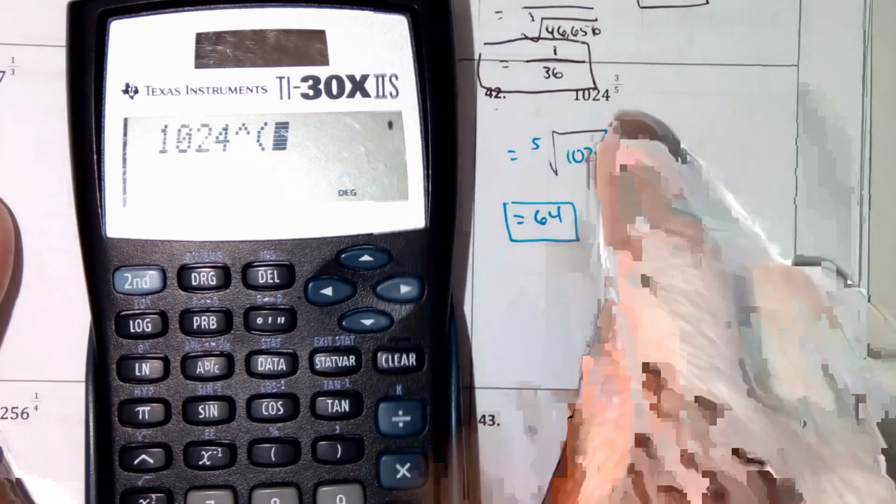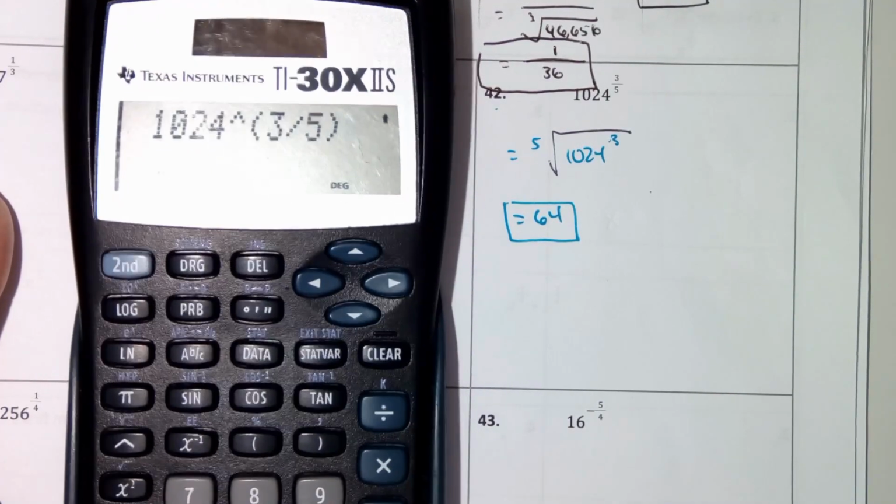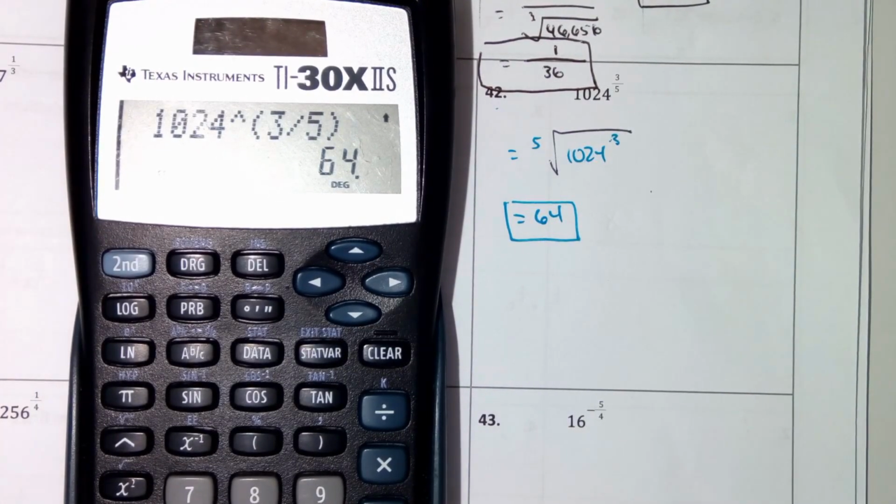And let's see if this calculator can do it. 1024 to the 3/5 power. And you also get the answer of 64.